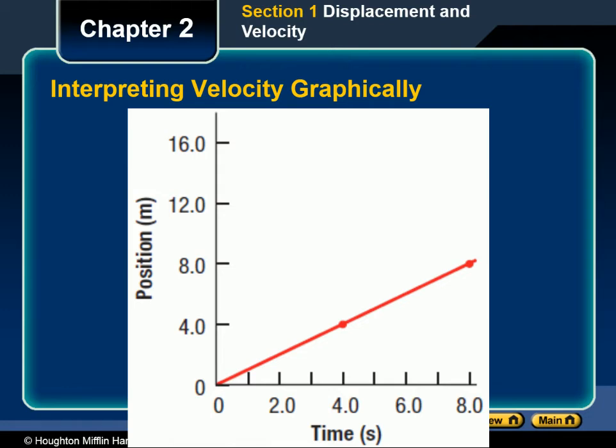Because the average velocity does not change, the object is moving with a constant velocity of +1.0 meters per second, and its motion is represented by a straight line on the position-time graph.